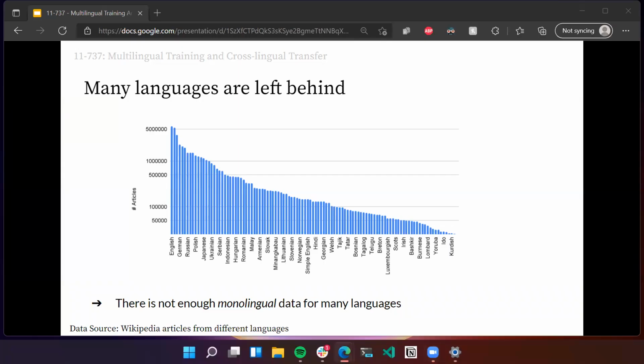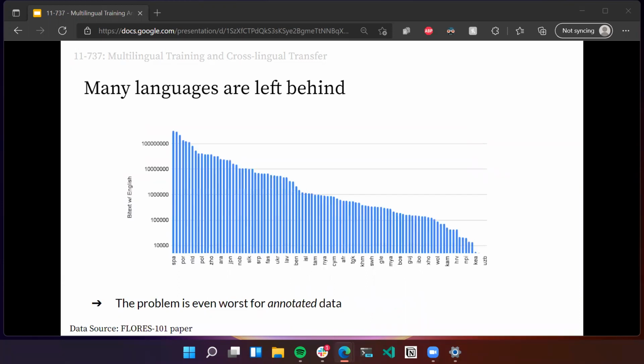Yeah. So as I was saying, English has about 10 times more data than the 100th language. And this doesn't even account for the other 6,000 languages that exist in the world. So we can expect to find basically zero data for those languages. And the problem is even worse for annotated data.